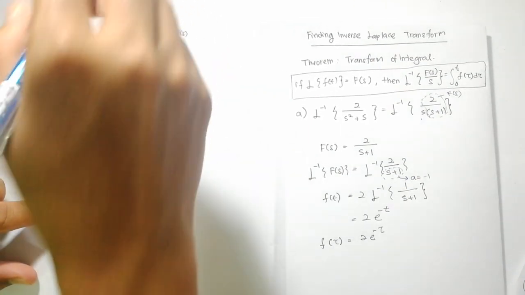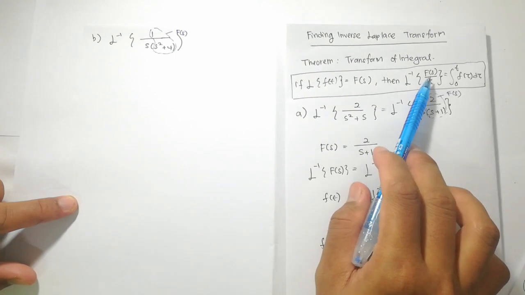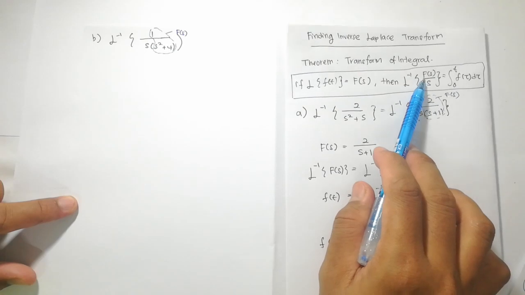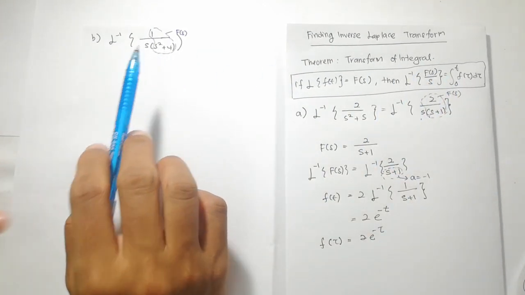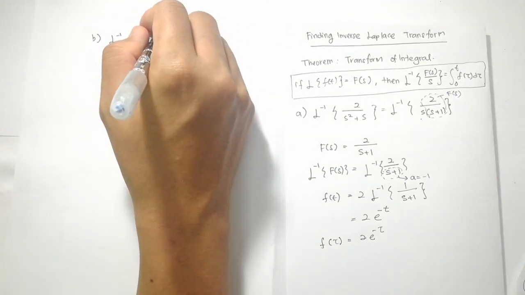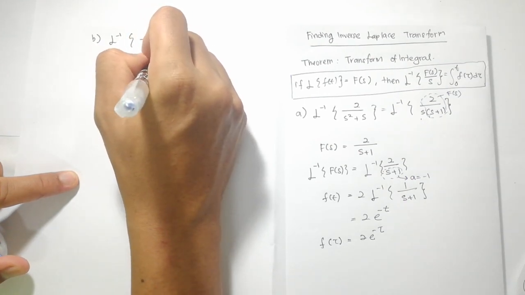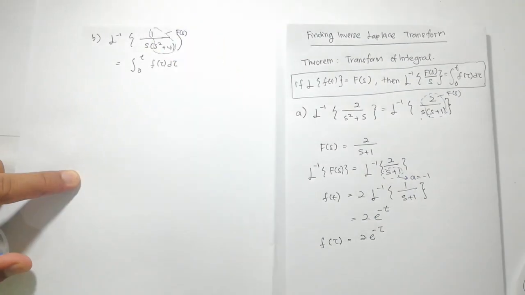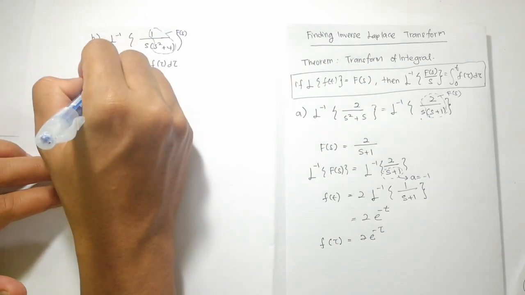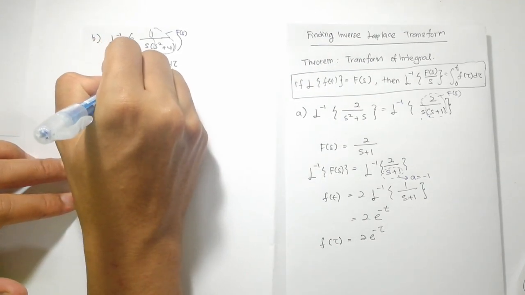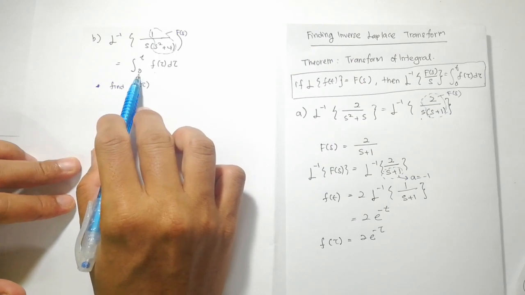So if we have our F(s) value, which is F(s) divided by s, we can use the theorem of transform of integral. The inverse transform for F(s) divided by s is equal to the integration of f(τ) dτ. So this will give us the integration from 0 to t of f(τ) dτ. Right, so let's find our F(s) so that we can get our f(τ). We need to find the f(τ) value so that we can later integrate it from 0 to t.